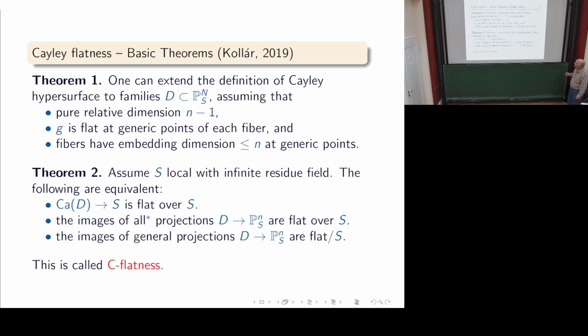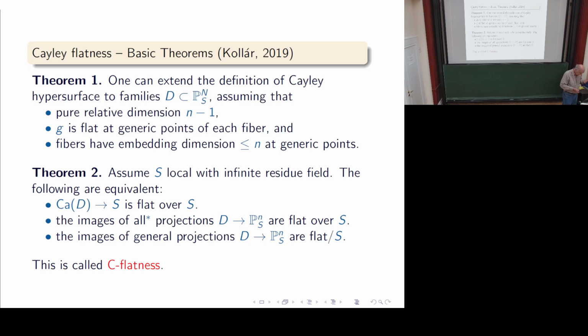Now, if S is local with an infinite residue field, then the following are equivalent: the Cayley hypersurface is flat over S, the images of all projections are flat over S, or the images of general projections are flat over S. That's basically what I would like to say, that the right notion should be that the Cayley hypersurface is flat over S. But of course you have to prove this is independent of the embedding that you chose. And that's something that I don't know how to do.